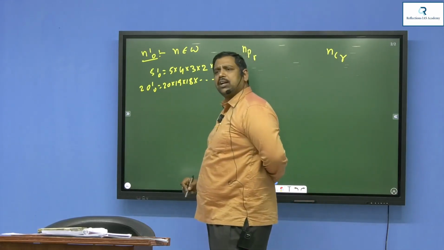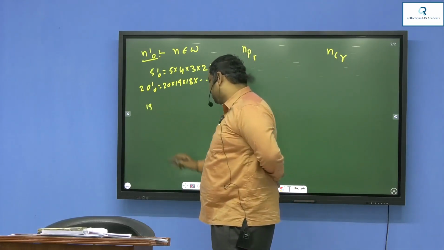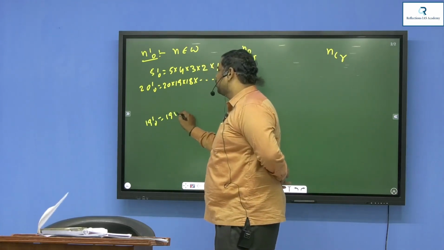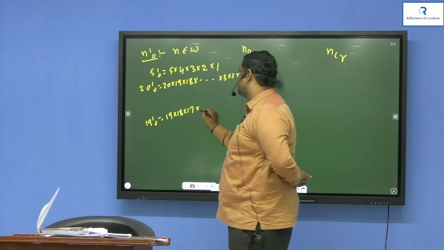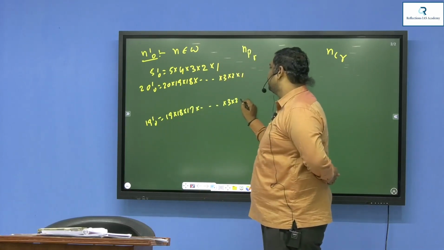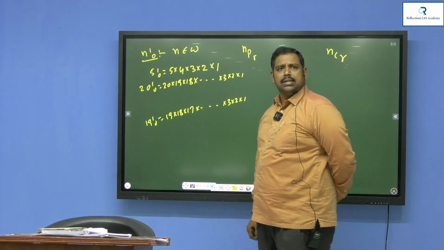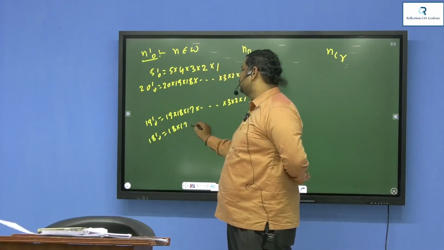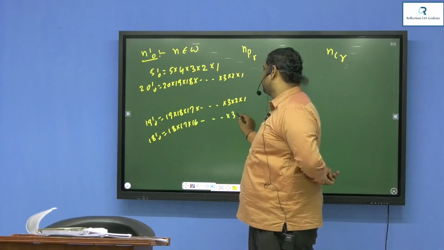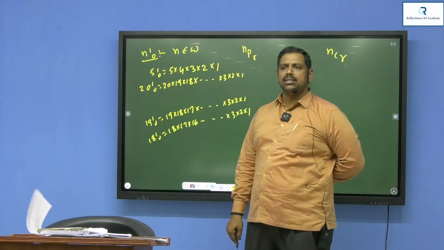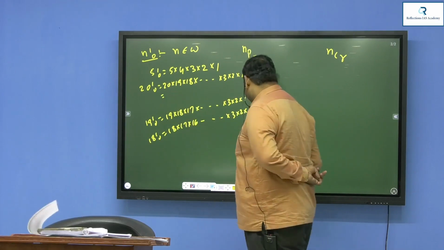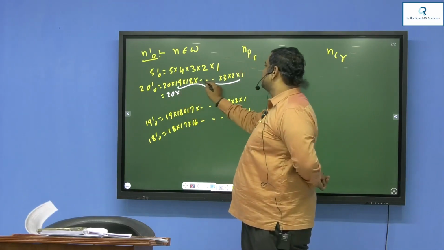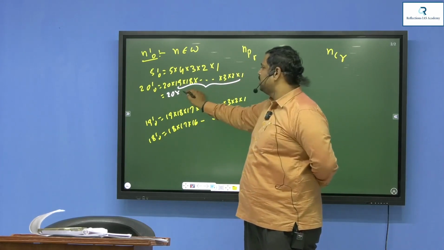Next point to observe: suppose I take 20 factorial and I want 19 factorial. Then what should I write? 19 into 18 into 17 and so on into 3 into 2 into 1. Suppose I want 18 factorial: 18 into 17 into 16 and so on up to 3 into 2 into 1. So 20 factorial can I write as 20 into, observe these numbers, 19, 18, 17 and so on down to 1. Can I write it as 20 into 19 factorial?